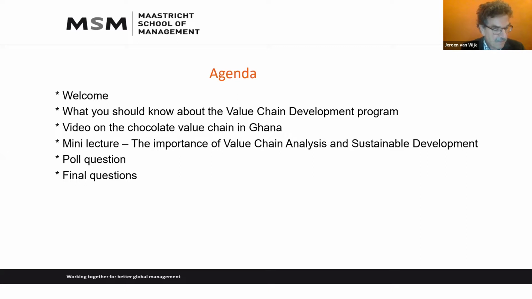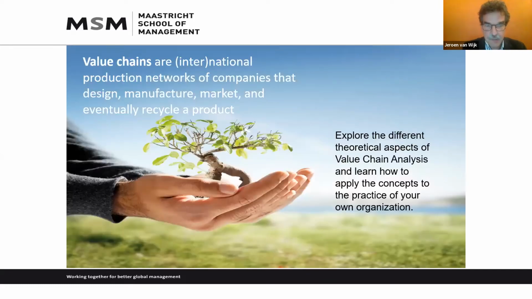Having said this, we move to the second slide. So we talk about value chains. I'm not going to explain all about it, only a little bit in this brief seminar, but value chains, by way of definition, are national or international production networks of companies that design, manufacture, market, and eventually recycle a product. I'll explain that a little later. In this program, we explore the different theoretical aspects of value chain analysis, and we learn how to apply the concepts to the practice of your own organization, be it a government agency, a private company or business organization, or an NGO.